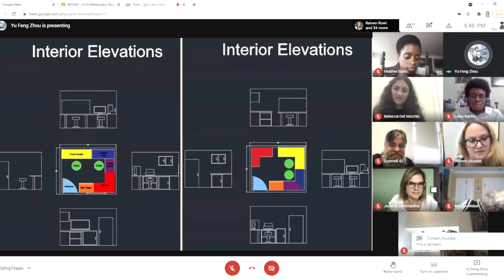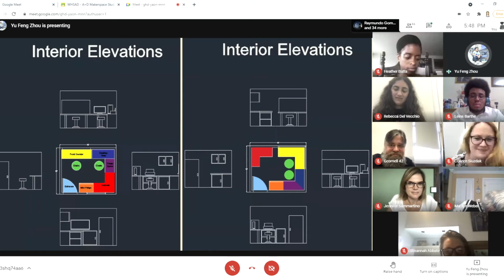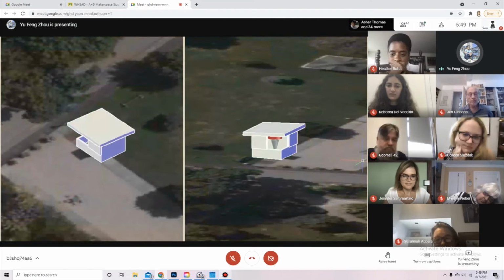So here are some ideas I did on AutoCAD to show my ideas. Here's the 3D model, as the sunpath diagram showed. The side that's further away from the sunlight has an opening.